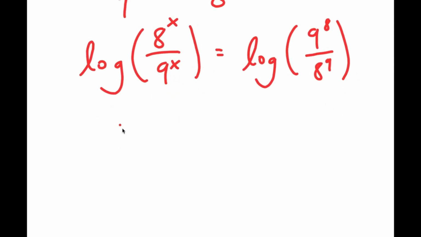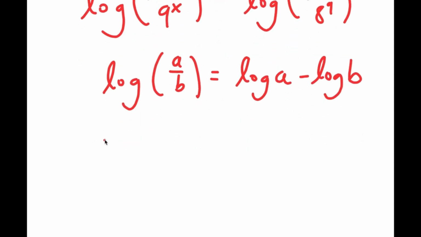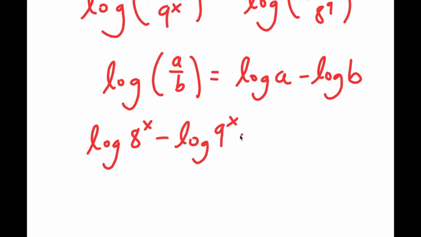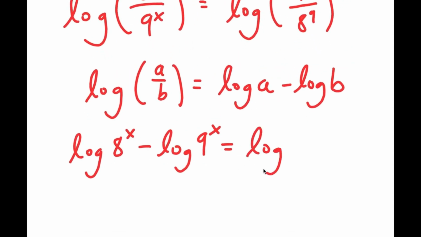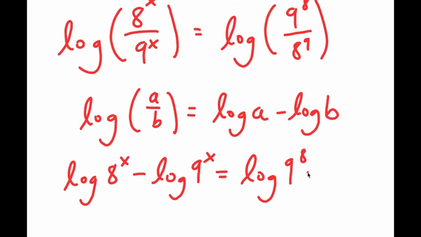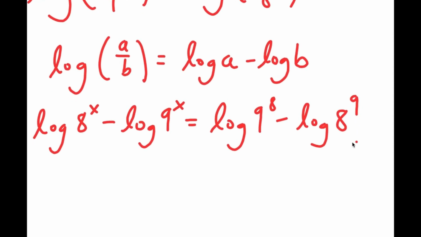Now, if I have something in the form log a over b, this is equal to log a minus log b. So log 8 to the power of x over 9 to the power of x is going to equal log of 8 to the power of x minus log of 9 to the power of x. And I can use the same property of log 9 to the power of 8 over 8 to the power of 9 to make it equal to log 9 to the power of 8 minus log 8 to the power of 9.